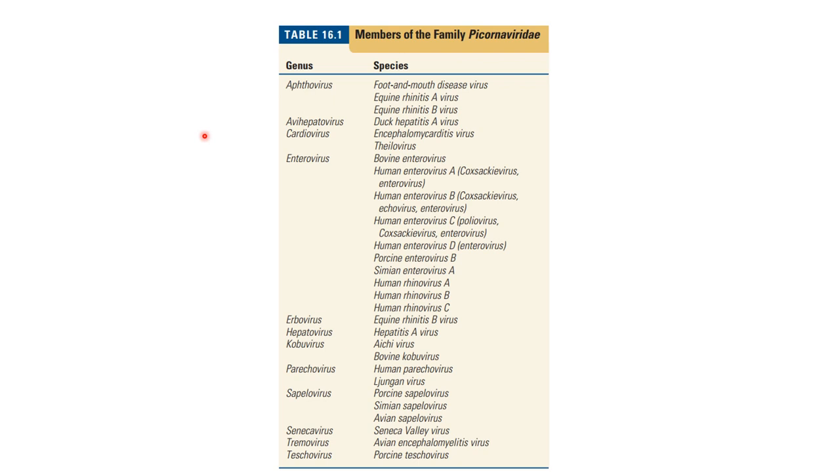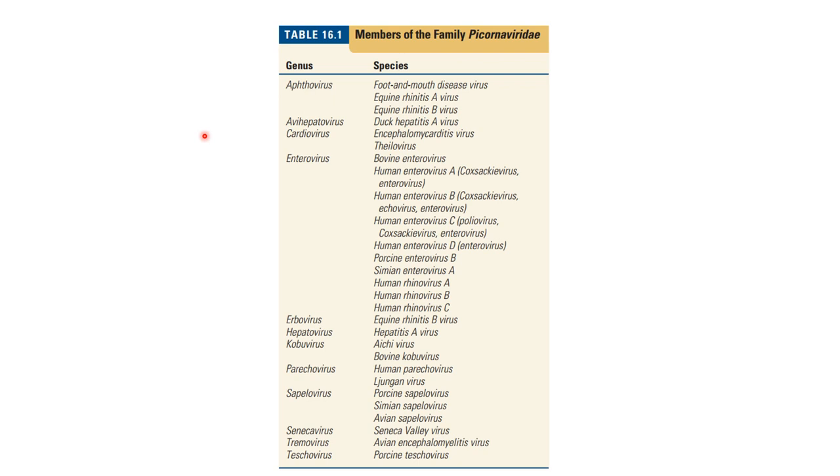The Kobuvirus genus contains two species, Aichi virus, which causes gastroenteritis in humans, and bovine kobuvirus. The Teschovirus genus consists of 12 serotypes of porcine teschovirus. Some strains can cause polioencephalitis in pigs, also known as Teschen-Talfan disease or teschovirus encephalomyelitis. There are three species in the Sapelovirus genus: porcine sapelovirus, simian sapelovirus and avian sapelovirus.